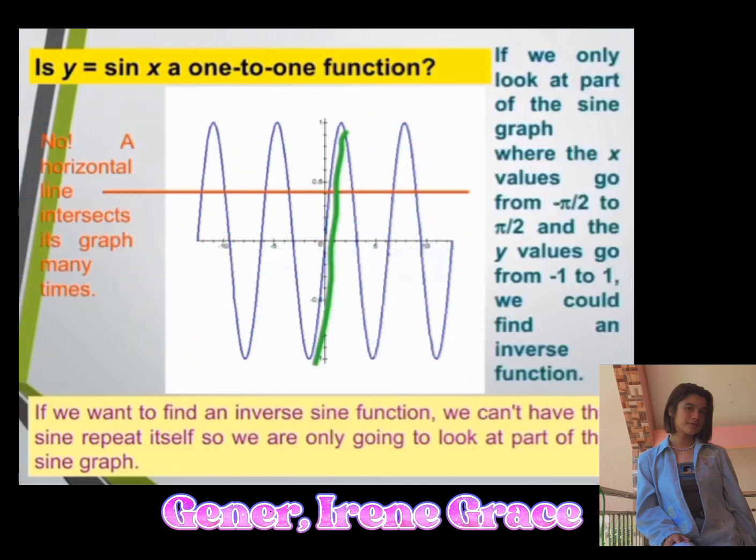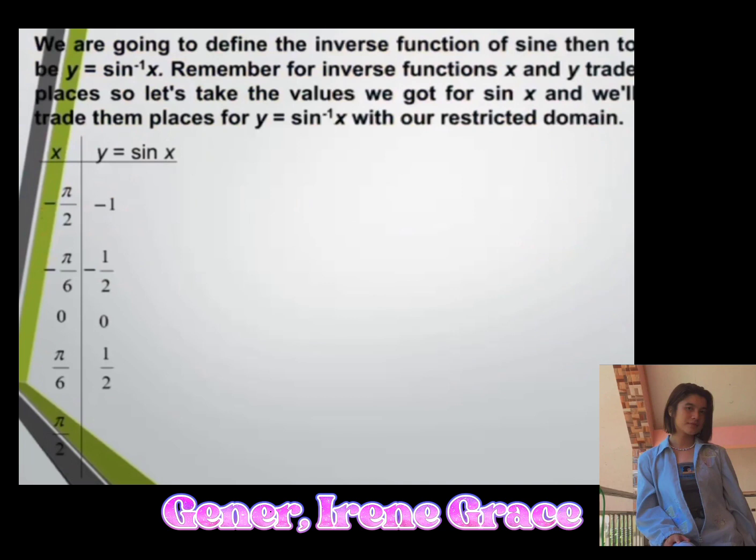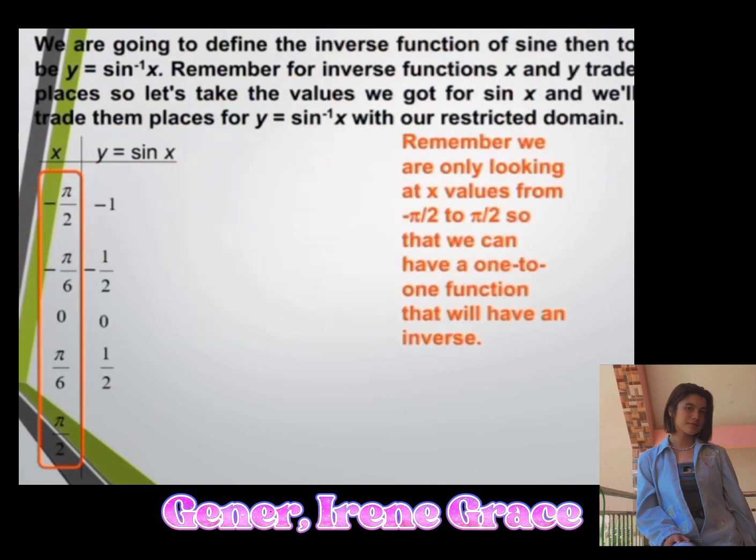If you only look at part of the sine graph, where the x values go from negative pi over 2 to pi over 2, and the y values go from negative 1 to 1, we can find an inverse function. Next, we define the inverse function of sine to be y equals sine raised to negative 1 of x. Remember, for inverse functions, x and y trade places, so let's take the values we got for sine x and trade them places for y equals sine raised to negative 1 of x with our restricted domain.